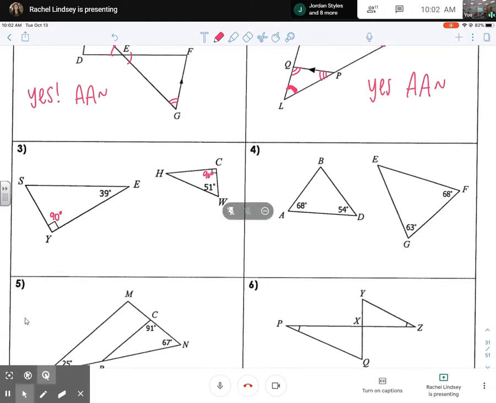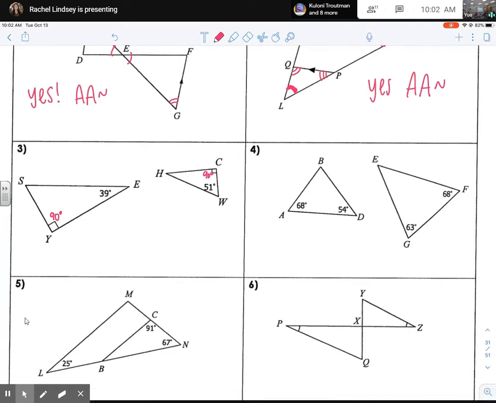Okay, so on number 3, we already have 1 set of congruent angles. That is the 90-degree angle. But we're only given 2 other angles. One's a 39 in the YES triangle, and one's the 51 in the other triangle. How can I solve for what angle S is? 180 minus 90 minus 39. And what does that give you?